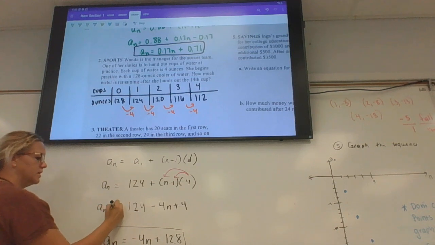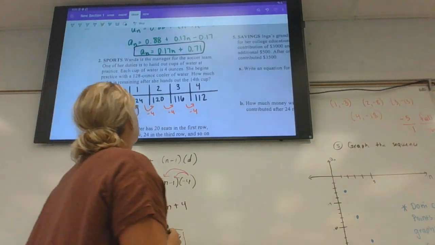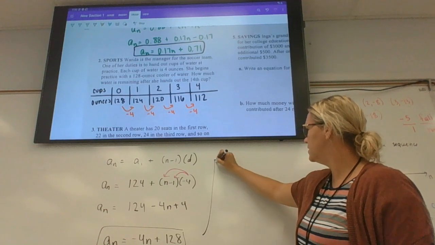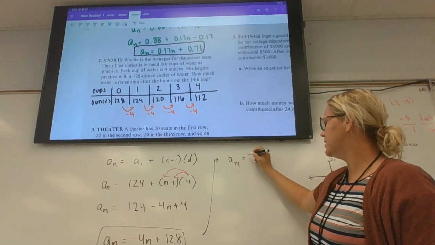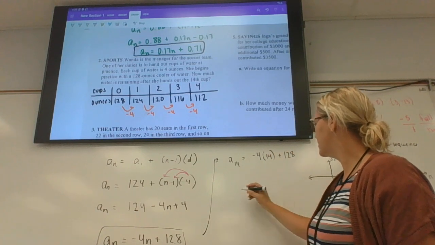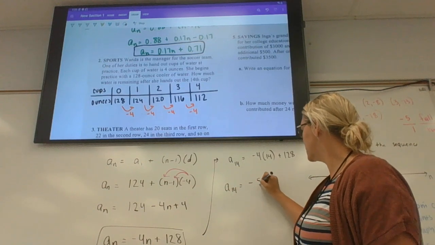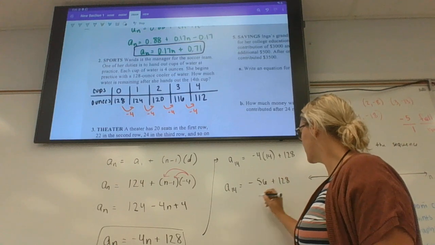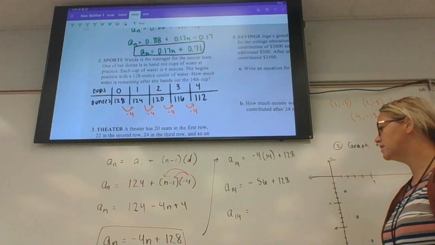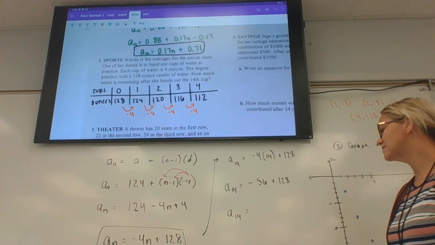This is the equation that will model how much water is left in my water cooler. How much water is remaining after the 14th cup? That means I'm going to find A with a little 14.